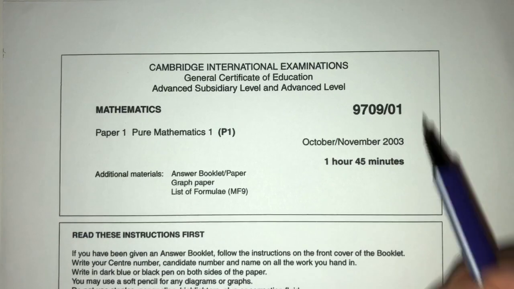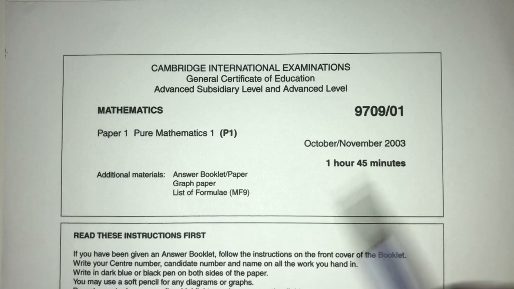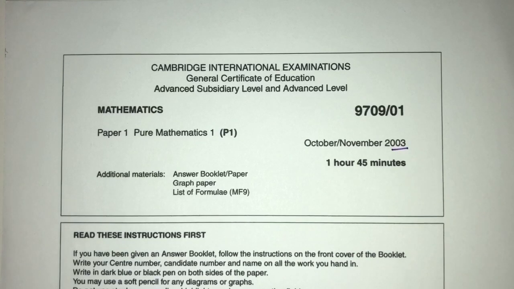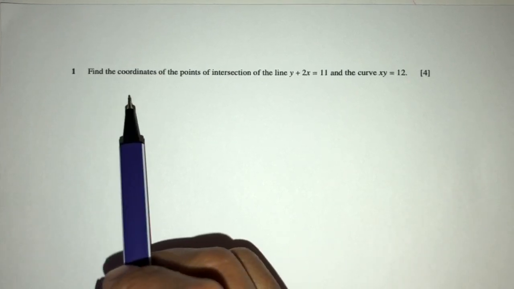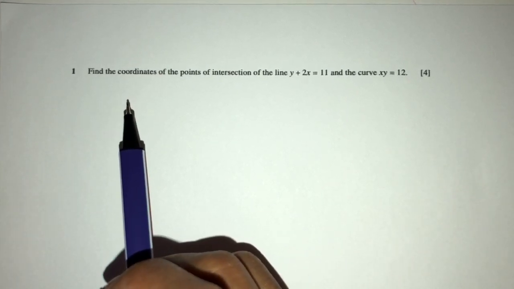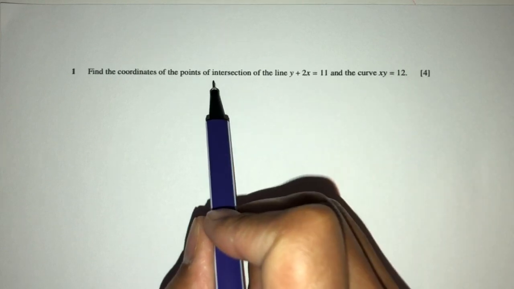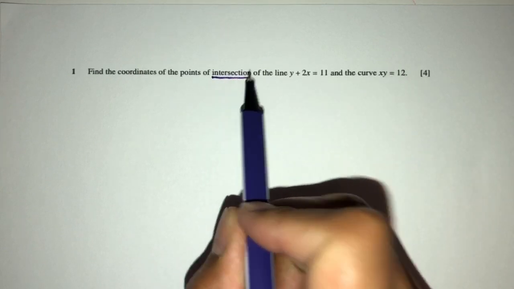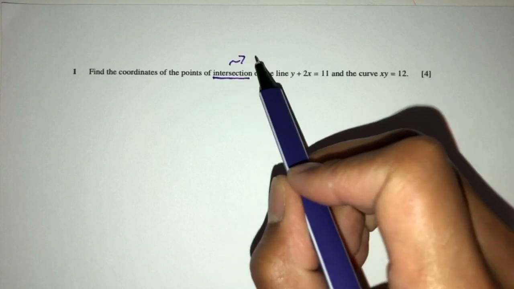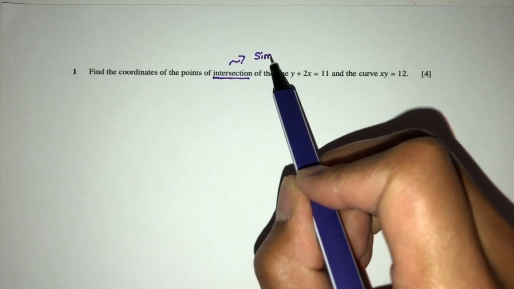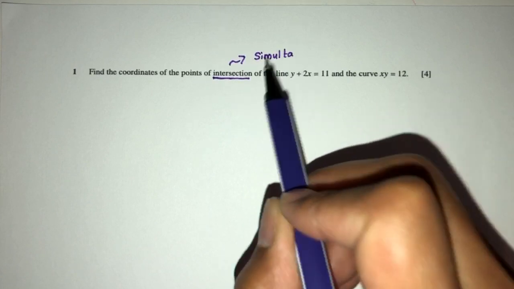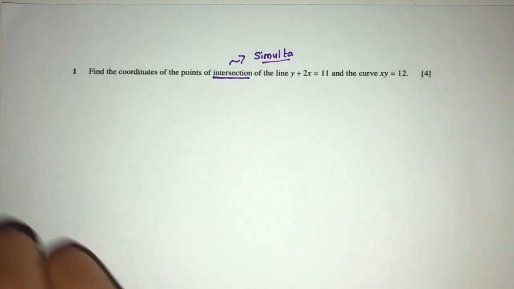This one is paper 1 of October-November 2003. Now, with that being said, let's move on to question number 1. So here we have to find the coordinates of the points of intersection of the line and the curve. As you can see, here we have intersection. Usually that will lead to a solving simultaneous equations kind of question. So we have to solve simultaneous equations.